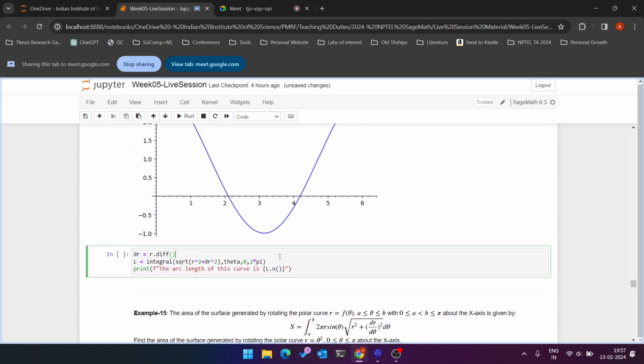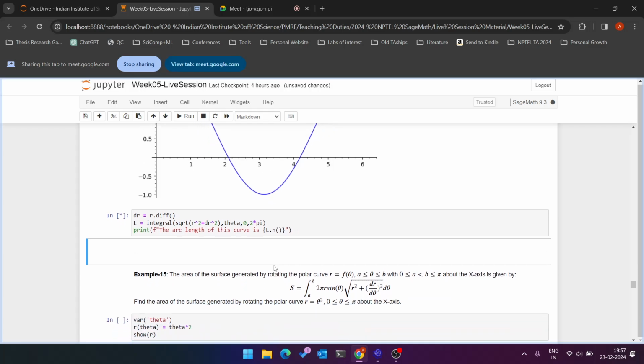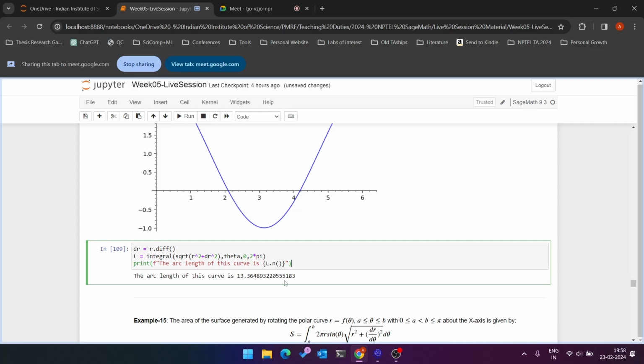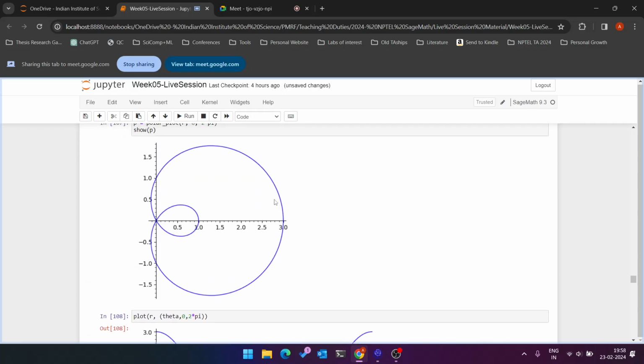To calculate arc length, we basically have to calculate dr by d theta, and once we have that, we write the integral as square root of r square plus dr by d theta whole square integrated with respect to theta for the limits 0 to 2 pi. That will give us our arc length. So the arc length of this curve ends up looking like 13.36.